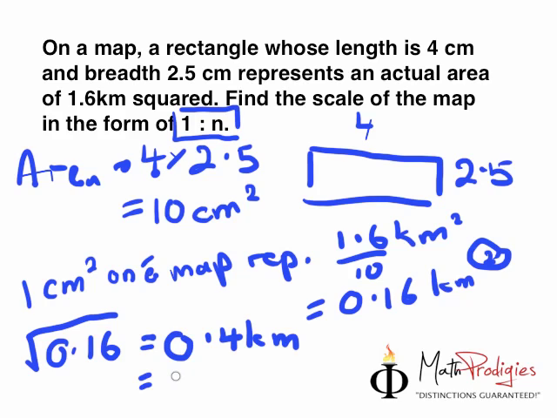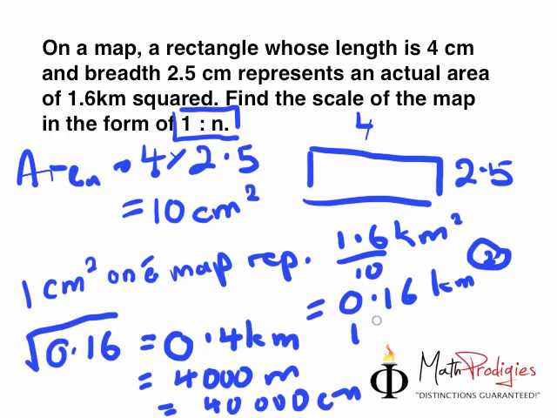Wait, first of all, do slowly. 1 kilometer is 1,000 meters. So you times 1,000, you get 400 meters. And then you have to get cm, just times another 100, and hence you get 40,000 cm. And so the answer is 1:40,000. If you got it right again, I'm going to give you a high five right now.